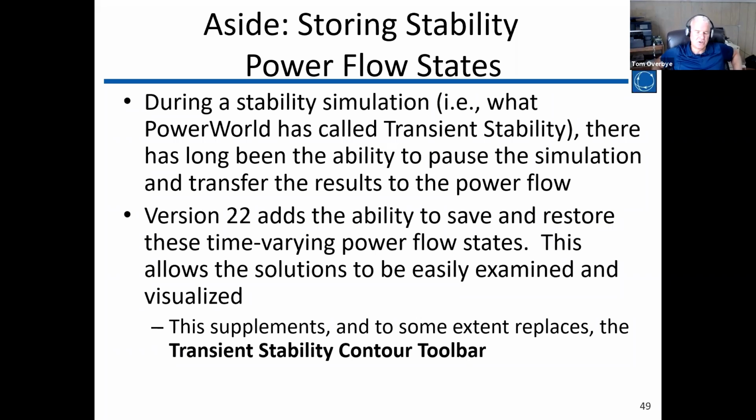What we added in version 22 is the ability to copy those fields into a stream and then save that stream. And then you can save all these states and play them back at a later time. So this provides the ability to store these time-varying power flow states at pretty much as often as you like, subject to memory constraints. And this supplements, and to some extent replaces, the transient stability contour toolbar.